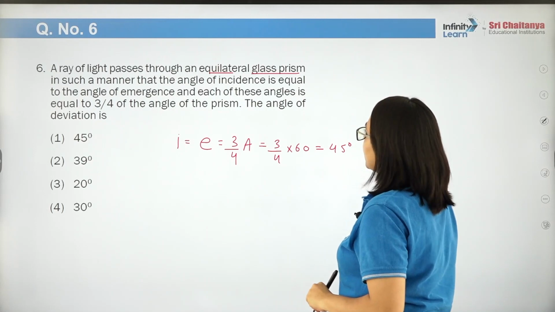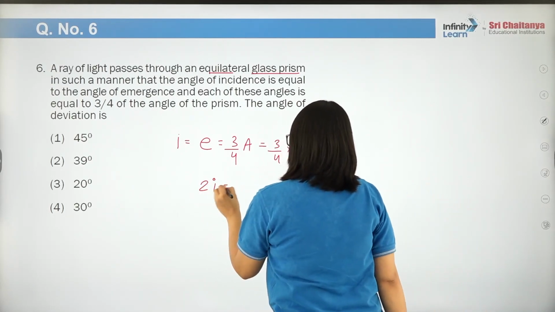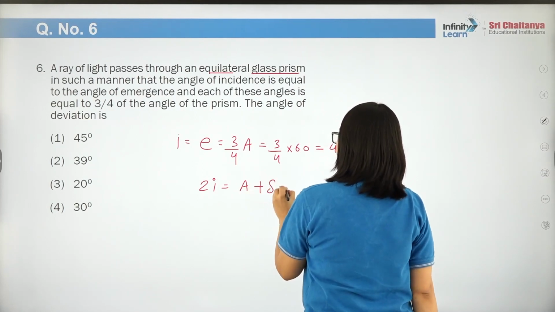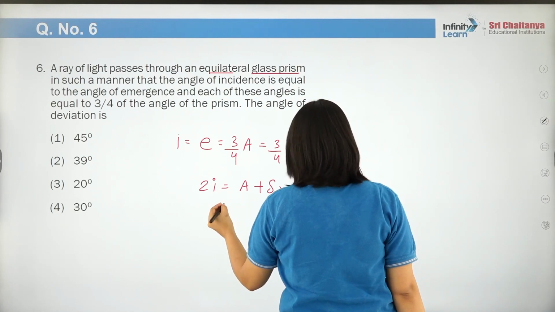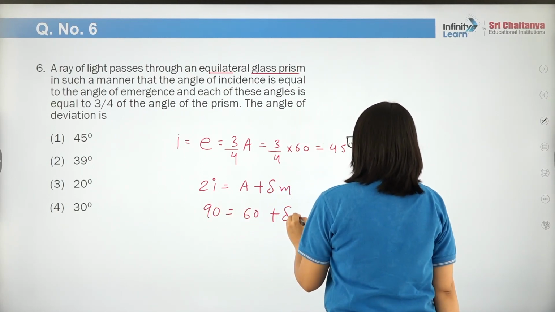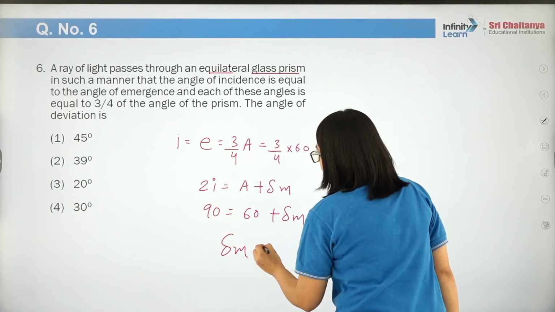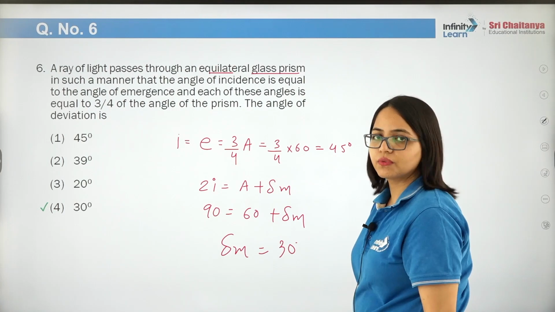The angle of deviation is, so in this case 2i is equal to A plus delta m, right. So i is 45, so 2i will be 90, equal to A, 60, plus delta m. So delta m will be 30 degree. So the correct answer is option 4.